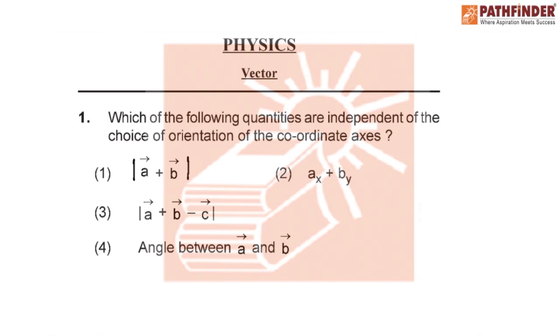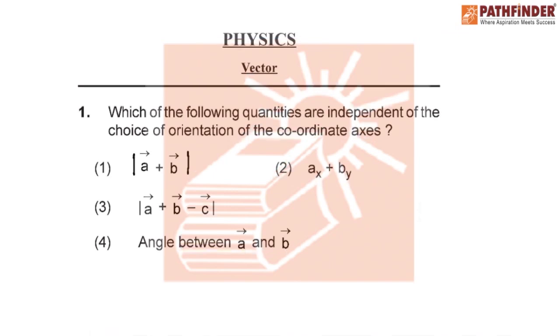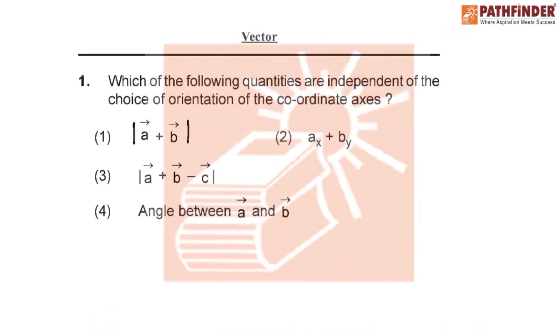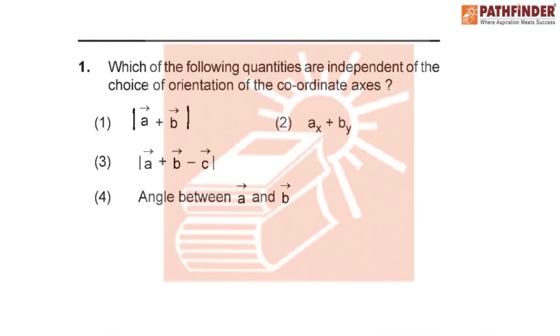Which of the following quantities are independent of the choice of orientation of the coordinate axis? We have two vectors, A vector and B vector, and we need to answer which of the following will not change with the orientation of the coordinate axis. Suppose this is A vector, and I draw another vector like this as B vector, and we can select the coordinate system. Currently I am choosing this as x axis and this as y axis.